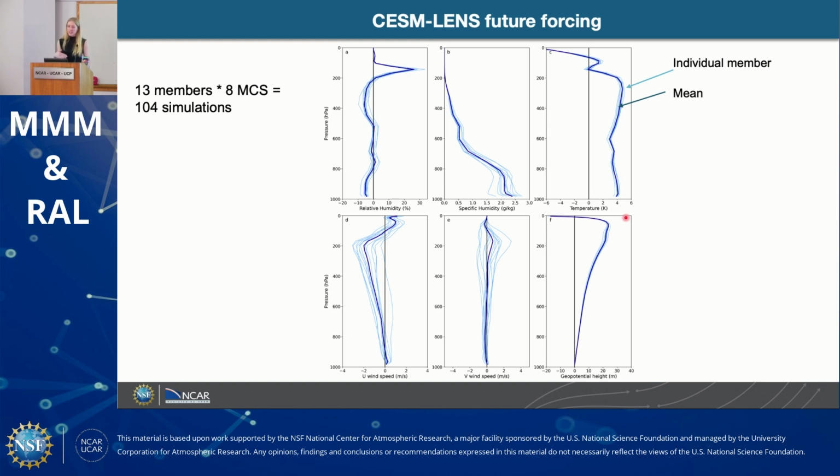So in the central United States, there is about a warming signal of 4 degrees Kelvin. However, there are some other variables, particularly specific humidity and the U and V winds, where you see a lot more variation in the ensemble member spread. So that really points to the need to incorporate these ensemble simulations for future projections in order to capture that uncertainty.